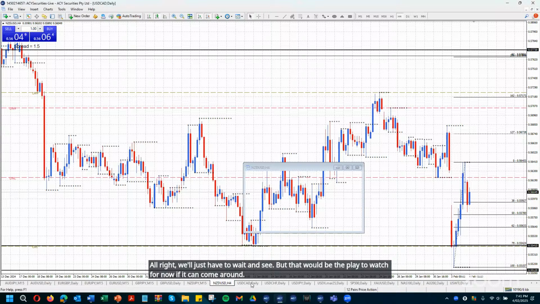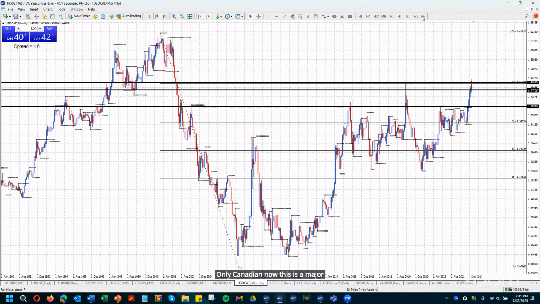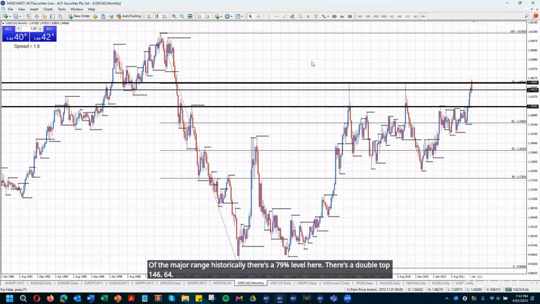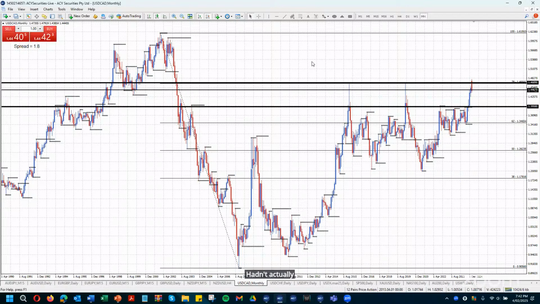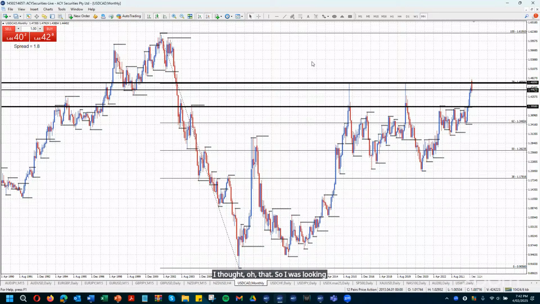Dollar Canadian. Now, this is a major point. Squash the monthly chart in, of the major range. Historically, there's a 79% level here. There's a double top, 146.64. I hadn't actually looked at that 79% level and the double top until I was doing some work after the gap up yesterday. I thought, oh, that.